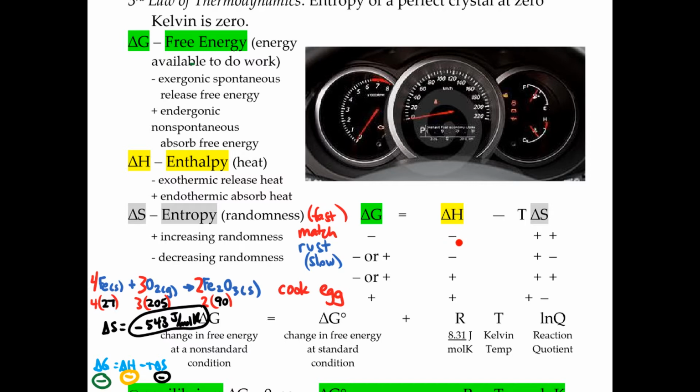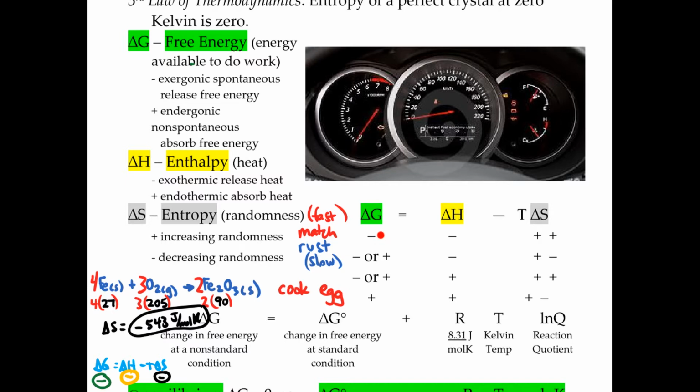And we just said that a match gets more random when it burns, so that's going to be a positive change in entropy. So when you do the math, a negative minus a positive guarantees that you are a spontaneous reaction. So if you have a reaction that releases heat and it gets more random, it is guaranteed to be spontaneous. Okay?